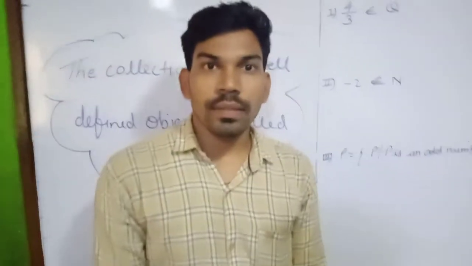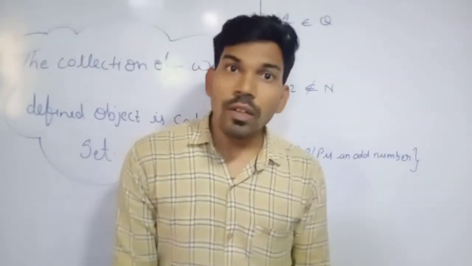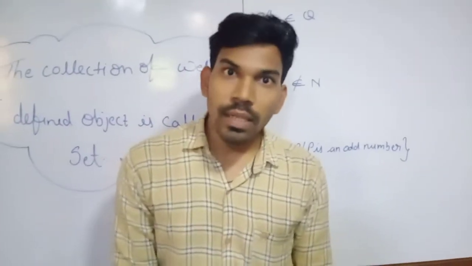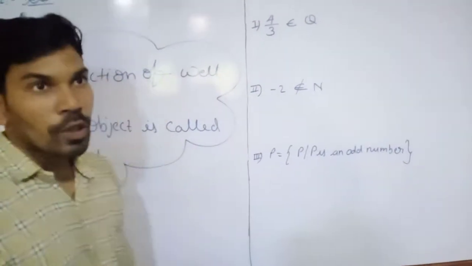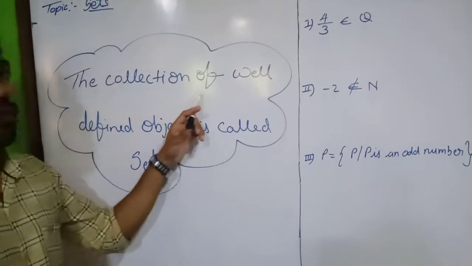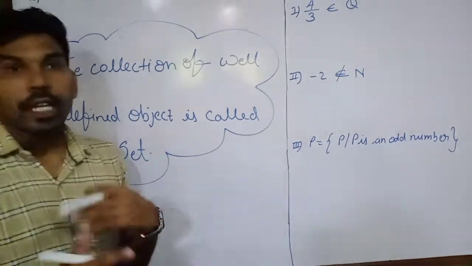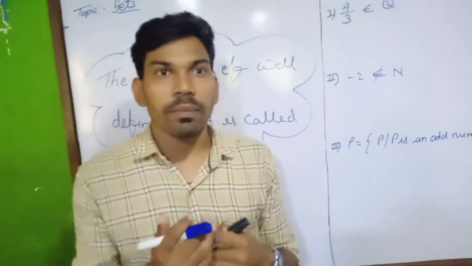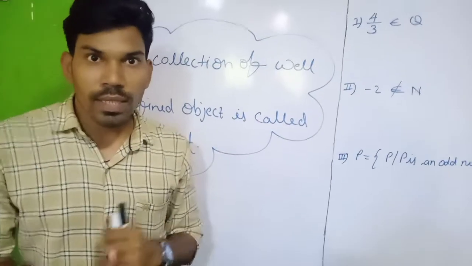Good morning students. In the last video we learned what a set is, how we are going to write the set and how we are going to represent the set. Once again we would like to repeat the definition of the set. The collection of well-defined objects is called a set. If we have any collection that is well-defined, meaning it could not be changed for any person, that is called a set.